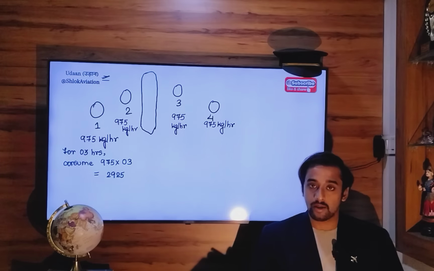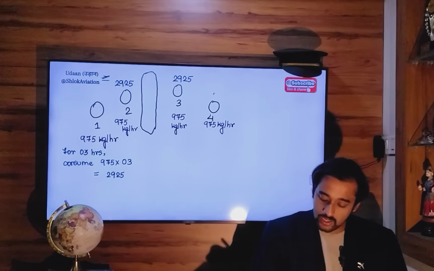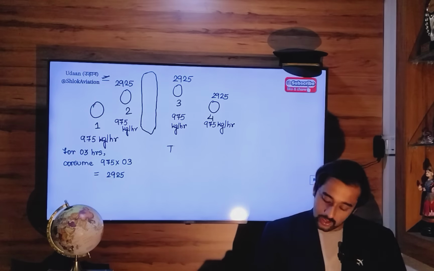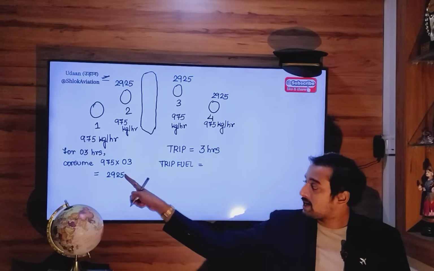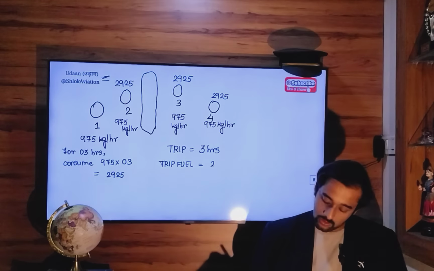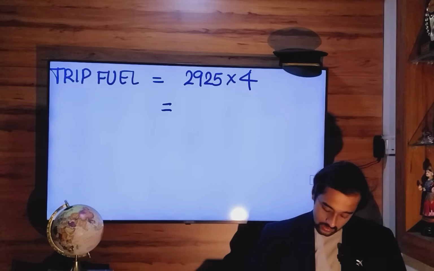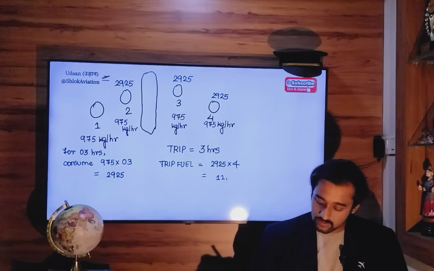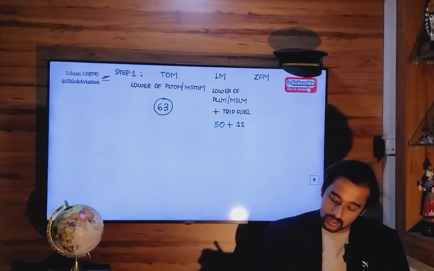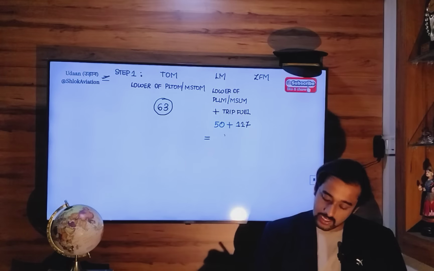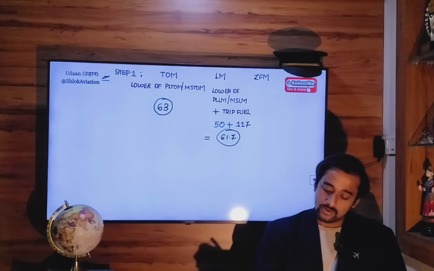Similarly, other 3 engines will also consume the same amount of fuel for this duration of flight. So 2,925 for 3 hours, 2,925. So now the total trip fuel, our total trip time is 3 hours. So trip fuel will be 2,925 multiplied by 4 engines, which is equal to 11,700 or 11.7. So we will add 11.7 here, which is a trip fuel. So 50 plus 11.7 is 61.7.